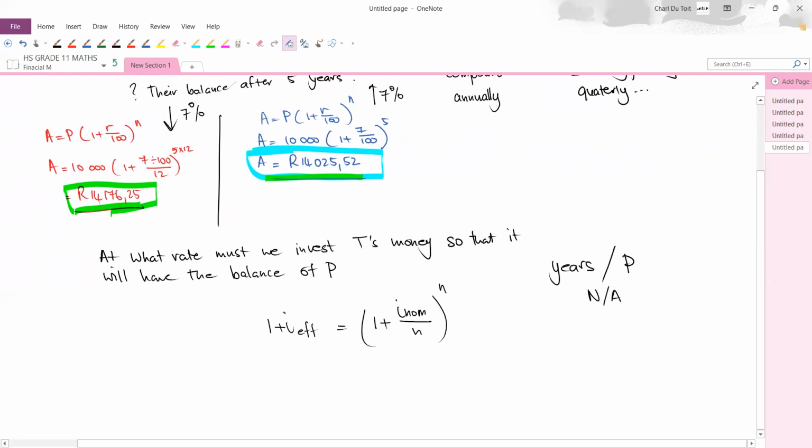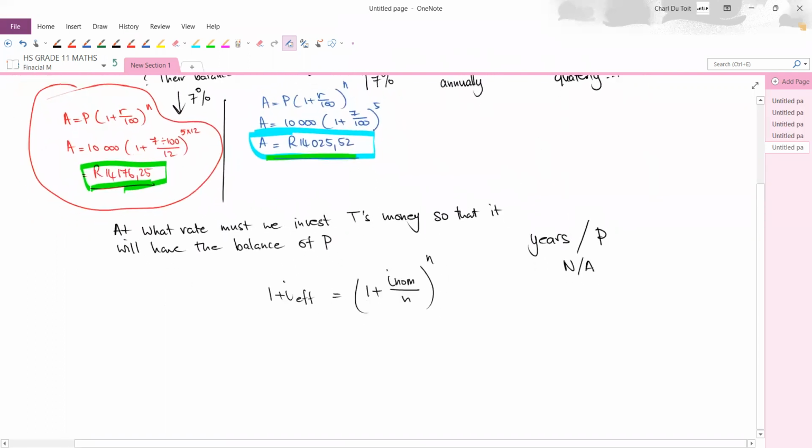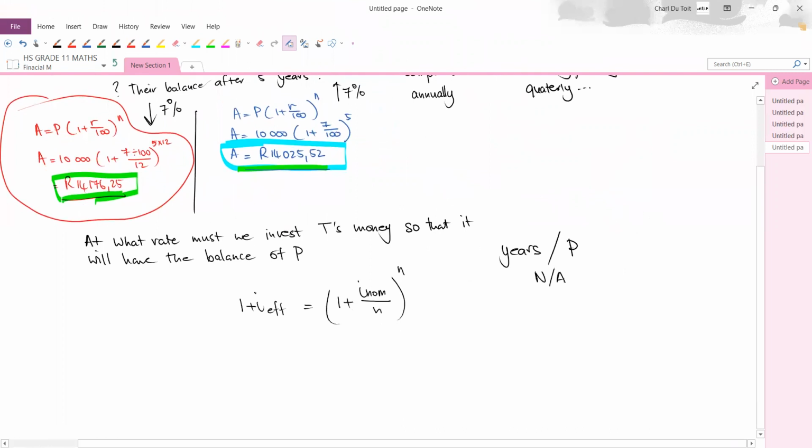So at the moment, this red one here is compounded monthly, so it's a nominal rate. So I'm going to fill in the nominal rate: 1 plus 7 divided by 100 over 12, to the power of 12.